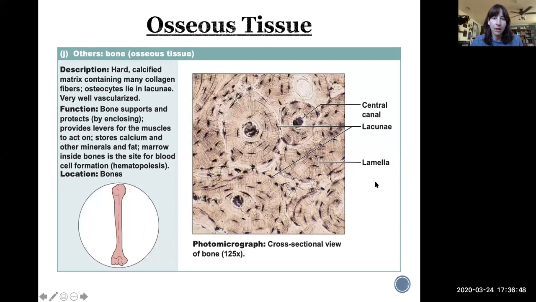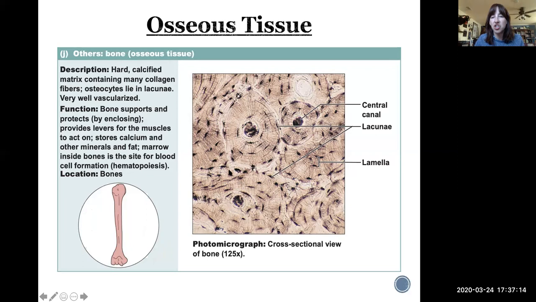All right, finally, we've got bone tissue and blood. So bone tissue has two different major types. You've got compact and you've got spongy bone. So compact bone, like you can see in this image here, is very, very dense, right? It's very compact, hence the name.